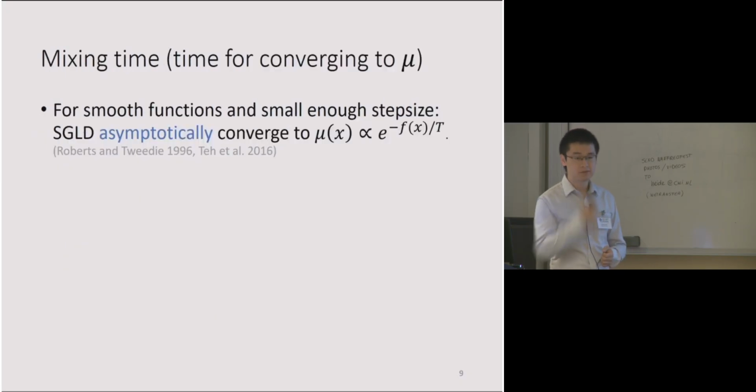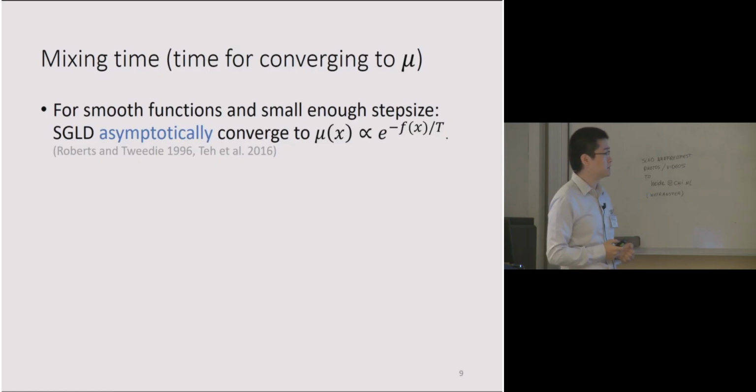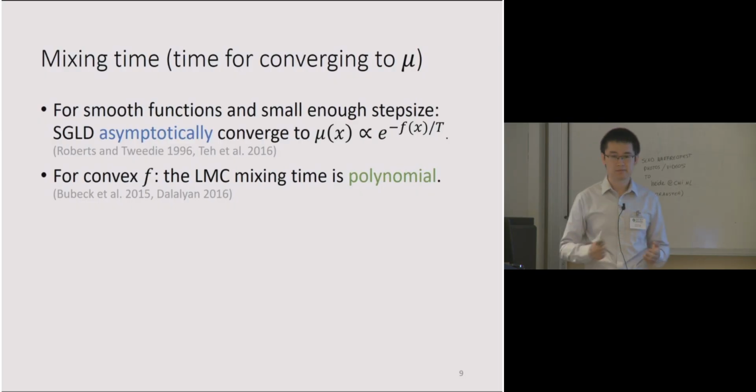On the theoretical front, we want to understand how fast the algorithm converges to the stationary distribution. Although the asymptotic convergence has been known for many years, it was only in recent years that people started to rigorously understand the non-asymptotic behavior of Langevin dynamics.